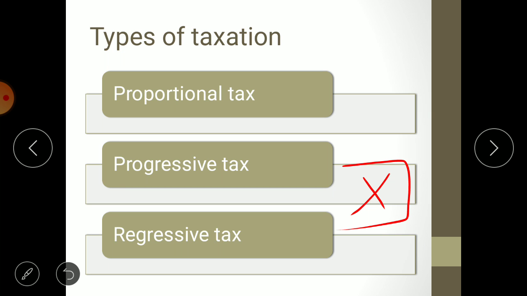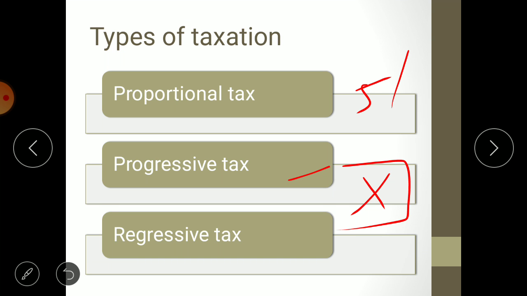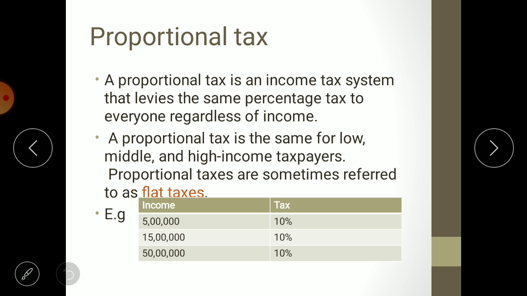But up till now, you just remember, in proportional the same rate of tax is charged, in progressive an increasing rate is charged, and in regressive a decreasing rate is charged. Now let us discuss in detail each of the taxes. First one, proportional tax.